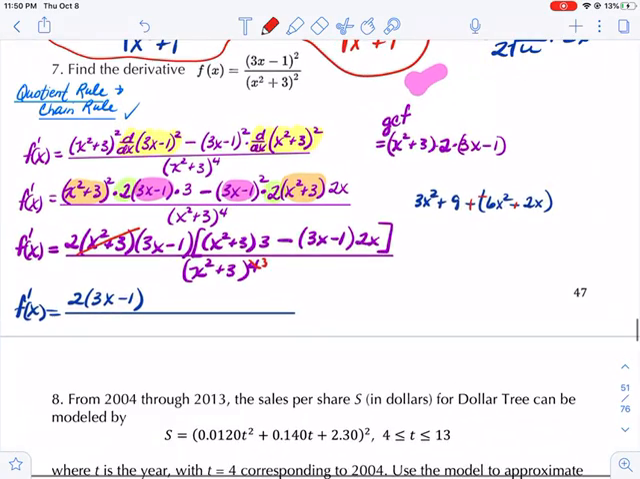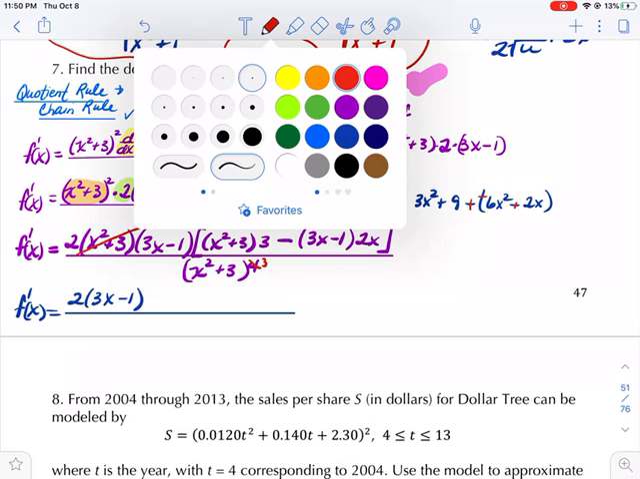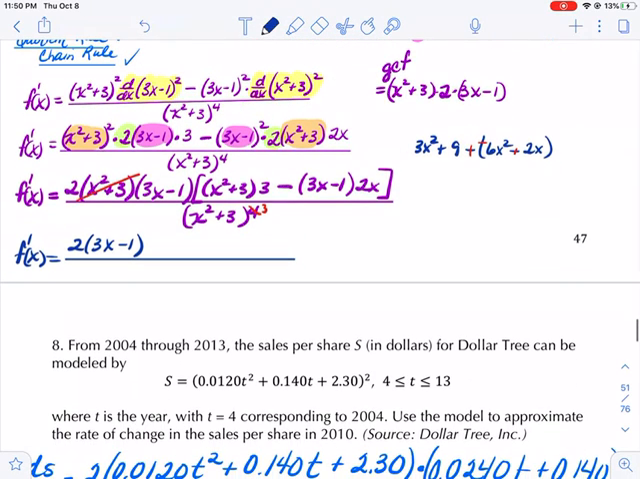So adding like terms, what do we get here then? We have to those 2 terms. So what do we get? We get a 9 plus 2x. 9 plus 2x minus 3x squared. And that would be over x squared plus 3, and that would be cubed.